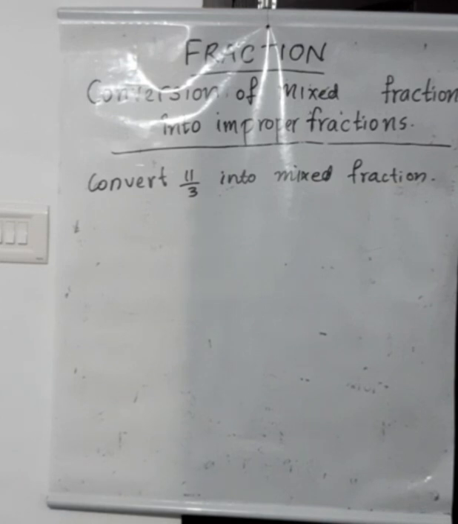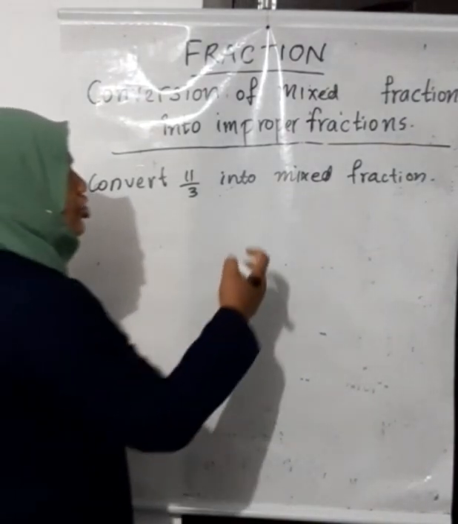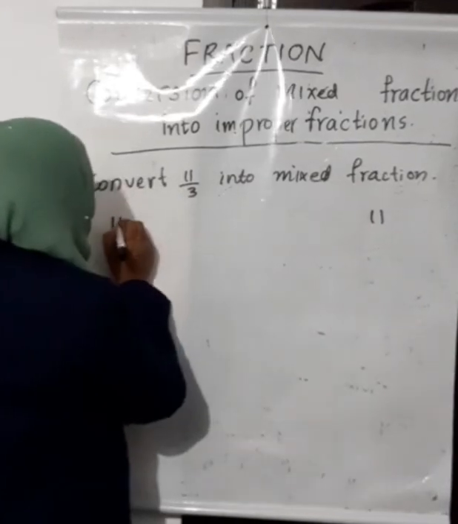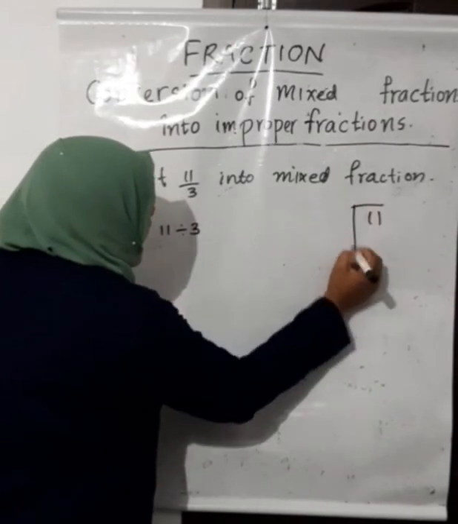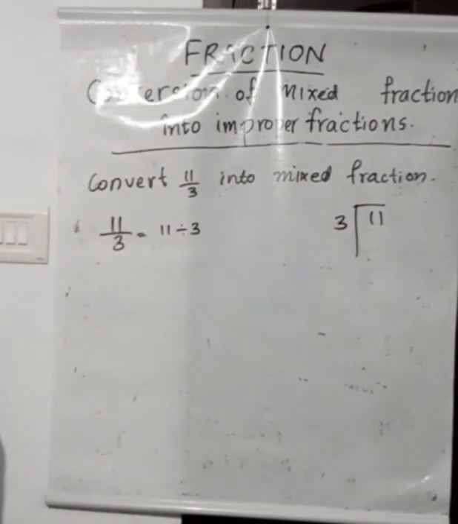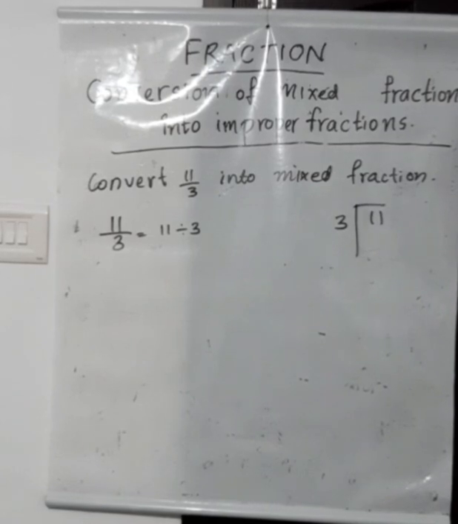Divide the numerator by the denominator. So divide 11 by 3, which is 11 divided by 3. Then you have to do the actual division. How many 3's will be there in 11? 1 into 3, 3. 2 into 3, 6. 3 into 3, 9. And 4 into 3, 12. So, in 11, how many 3's will be there? Yes, 3 3's will be there, isn't it?